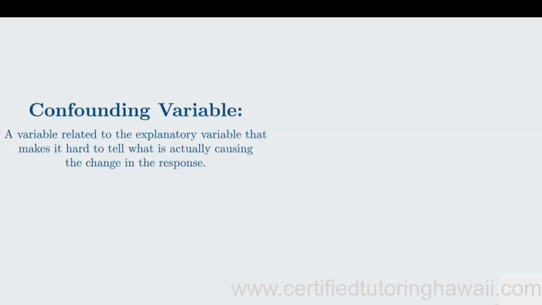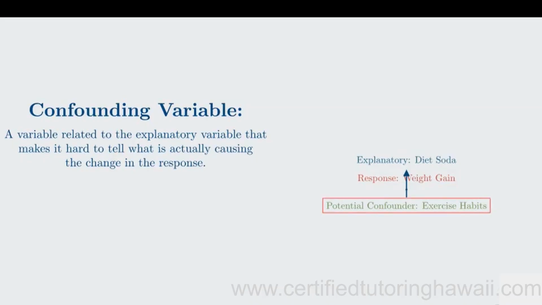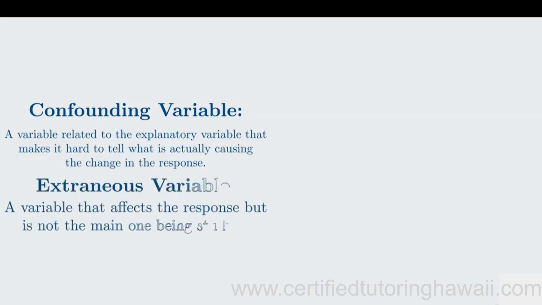Now let's talk about why we randomize. The goal is to avoid confounding variables. Imagine a study on whether diet soda causes weight gain. If the people who drink diet soda also happen to exercise less, we won't know if the weight gain is from the soda or the lack of exercise. In this case, exercise is a confounding variable. An extraneous variable is a variable that affects the response but is not the main one being studied.